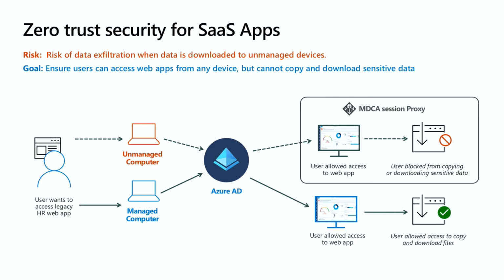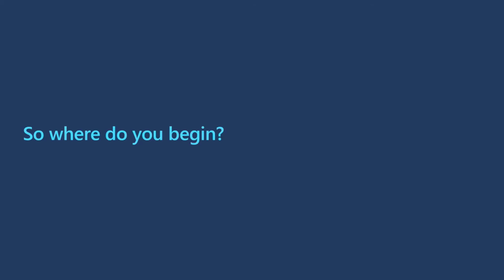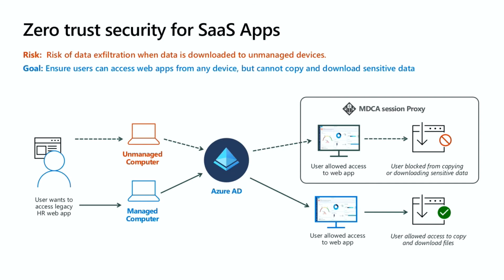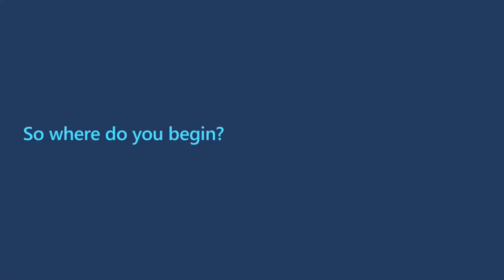Alternatively, you can have a different experience. Now you're coming from a managed computer. Azure AD uses that condition from a managed computer, and now you can give them full access to that data, allow copying, allow download of content because they're in a secure location. But that conditional access decision tree in the middle is what can help you with those types of scenarios.